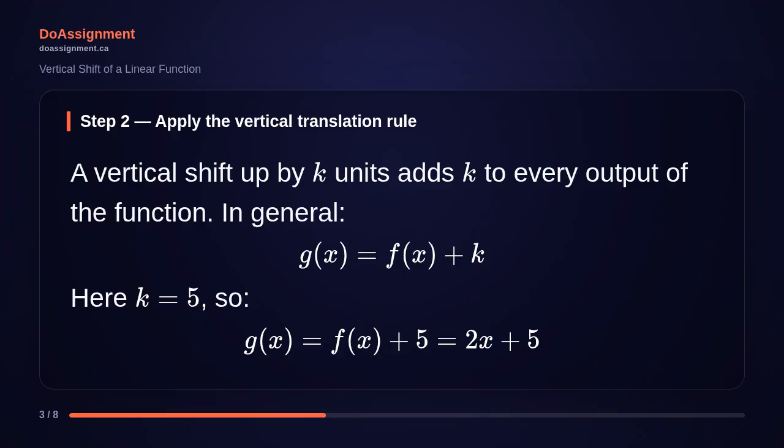A vertical shift upward by k units means we add k to the entire function. Since k equals 5, we add 5 to f of x, giving us g of x equals 2x plus 5.